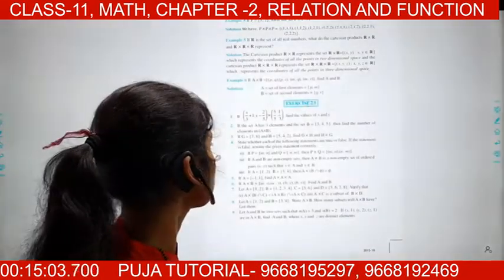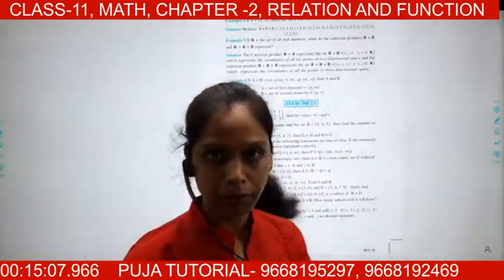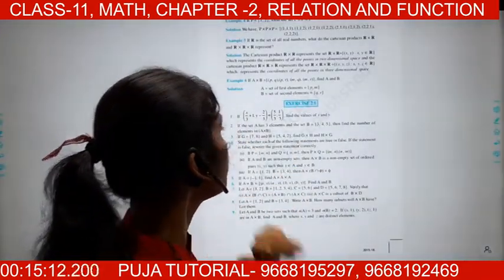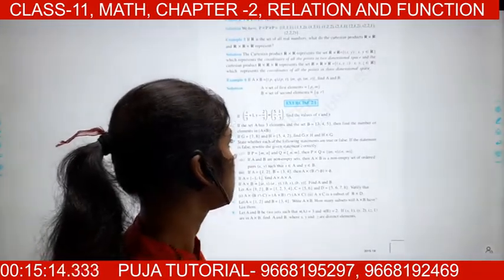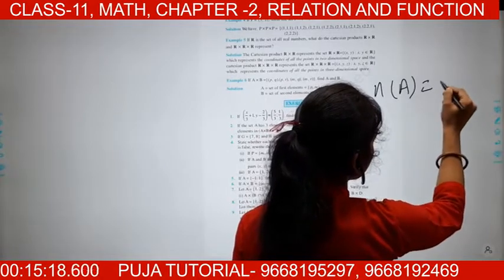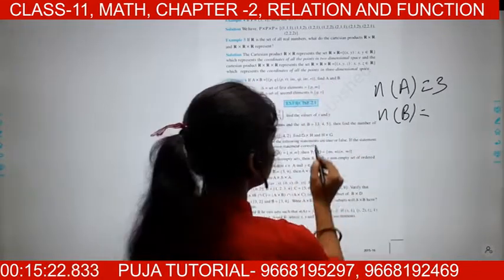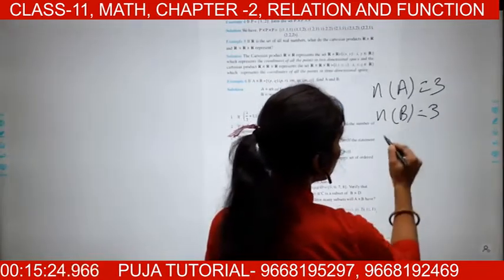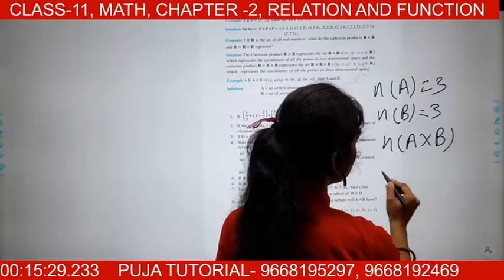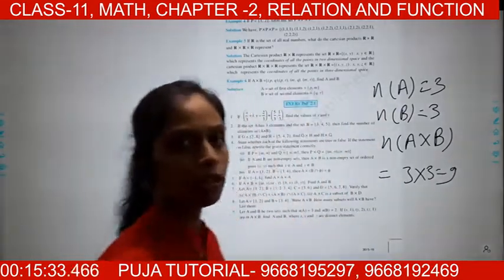Now next one, if set A has 3 elements, 3, 4, 5, then the number of elements in A cross B will be what? The number of A is equal to 3 and the number of B is equal to 3, say 1, 2, 3. So the number of A cross B will be 3 cross 3 is equal to 9.